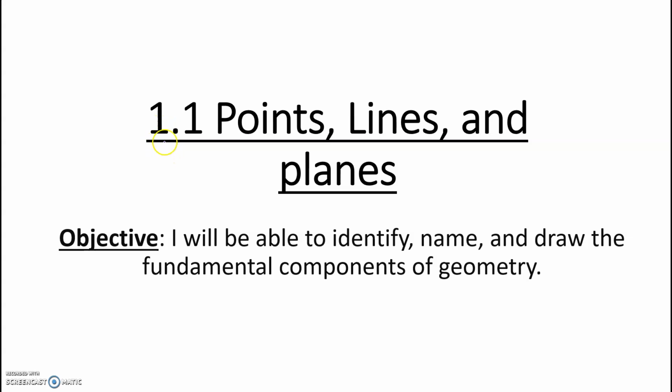We're going to start with Chapter 1. Section 1.1 is points, lines, and planes. These are considered your undefined terms of geometry, your three undefined terms of geometry: points, lines, and planes. What they mean by undefined, because we're going to talk about definitions in a minute, is the definitions are kind of vague. When I say point, it has no shape, size, it's just a location. So the definitions are very vague.